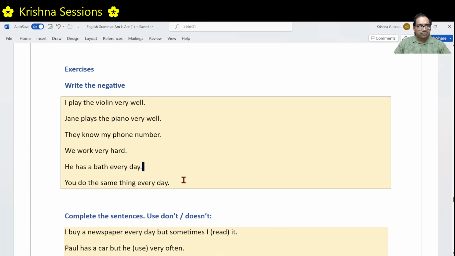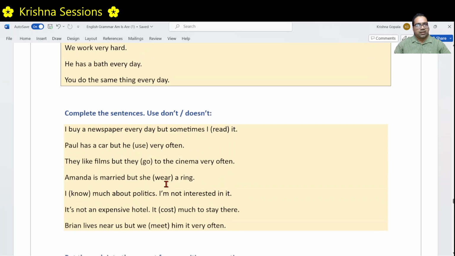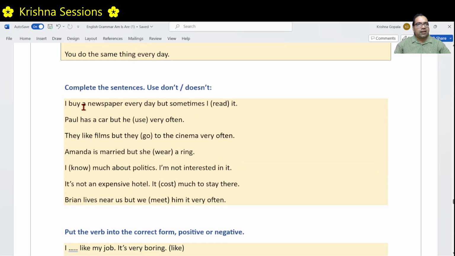You do the same thing every day. You, we, they do not. You do not do the same thing every day. Don't get confused with the two do's. You do not do the same thing every day. Right. Here in the second set, I buy a newspaper every day, but sometimes I, what should we do? Here we should put a negative statement. Right. I do not read. Read is anyway in the base form. I do not read.